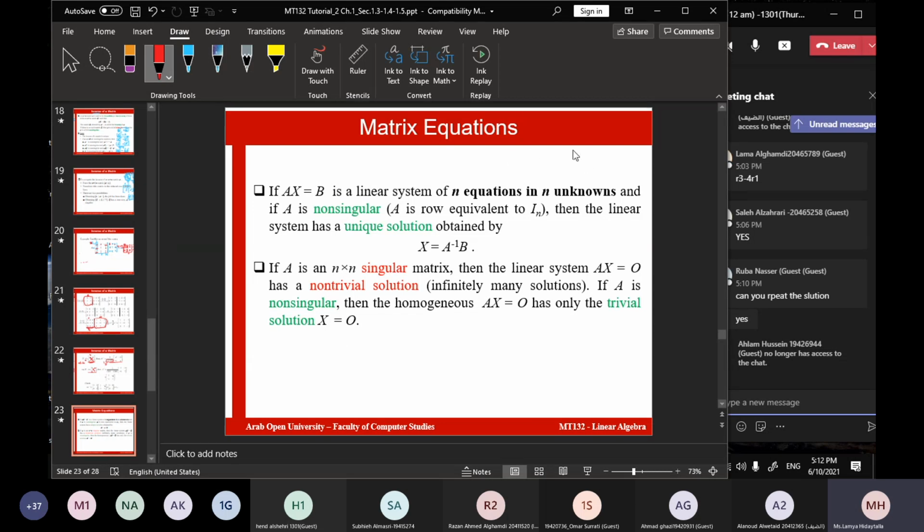We knew that in the first chapter, our aim is to solve the system of linear equations AX equals B. This is in case the system is not homogeneous, or equal to 0 in the case of the homogeneous system. And we knew how to solve. We found the augmented matrix, correct? And then reduced either to the triangular form or to the echelon form and then solved.